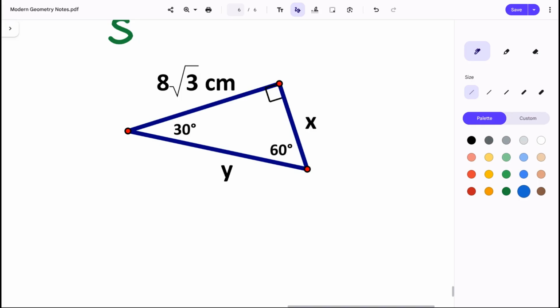Tell me where I should put my labels. Like where should S, 2S, where should all that stuff go? Okay, S here, 2S here, good. And so this is S square root of 3. Okay, what is your S? How did you get that?